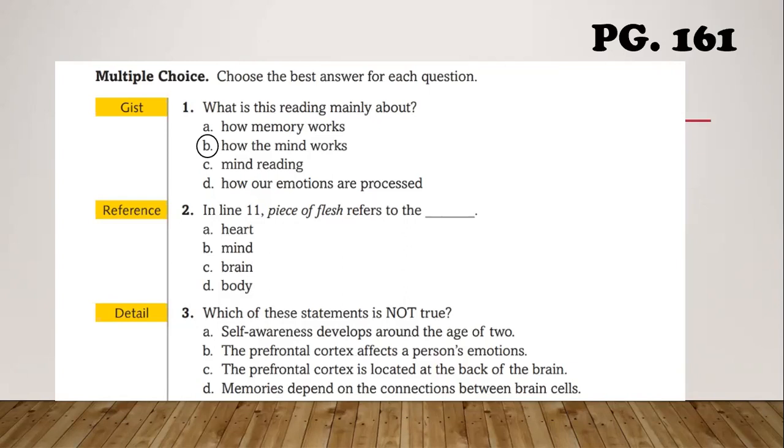Number 2, in line 11, what happened to that? In line 11, piece of flesh. Flesh is talking about, remember, it's part of your body. Your body refers to the heart, mind, brain, or body. Yes, it's part of the body, but that option, it depends, right? It depends. What do you guys think? In this case, it's not body.